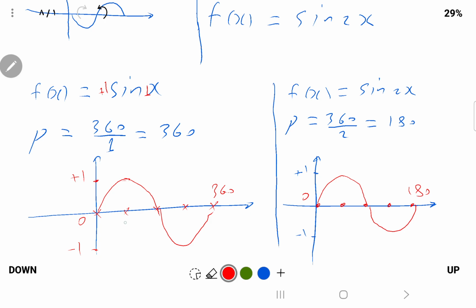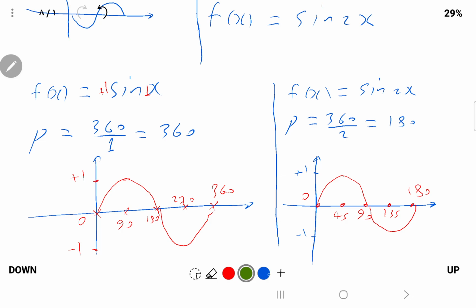So here you have to divide 360 by 4. So you have 90, 180, 270, and here you have to divide 180 by 4. You get 90 in the middle, and 45 here, and 135 here. So that's the difference between the two periods.